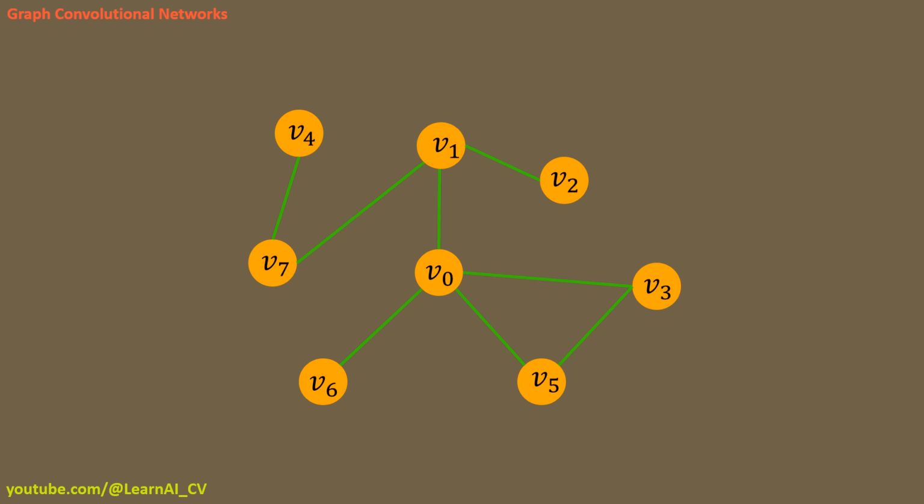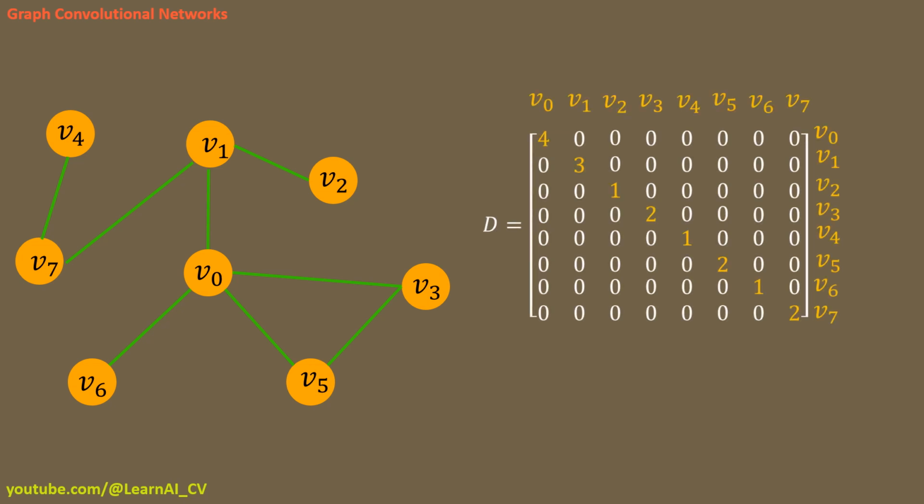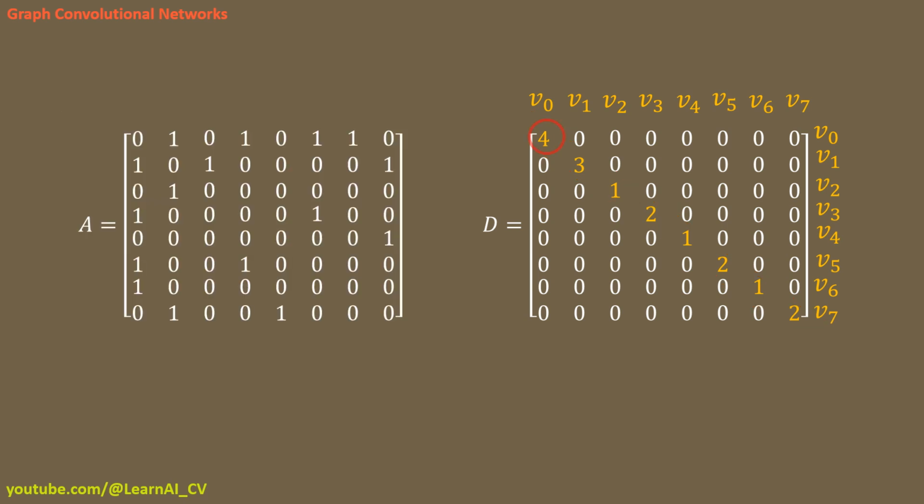The degree of a node is the number of its neighbors. In this figure, you see D0 is 4, D1 is 3, D2 is 1, D3 is 2, D4 is 1, D5 is 2, D6 is 1, and D7 is 2. The degree matrix of a graph is a diagonal matrix in which the diagonal elements indicate the degree of the nodes. The degree of a vertex can easily be computed just by taking the sum of the values in either its respective row or column in the adjacency matrix.